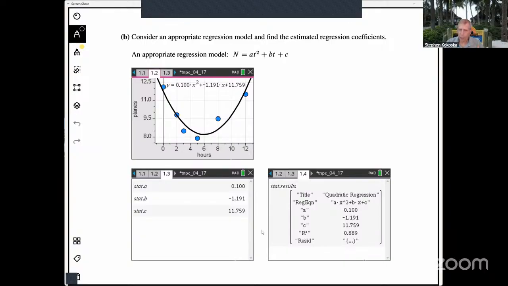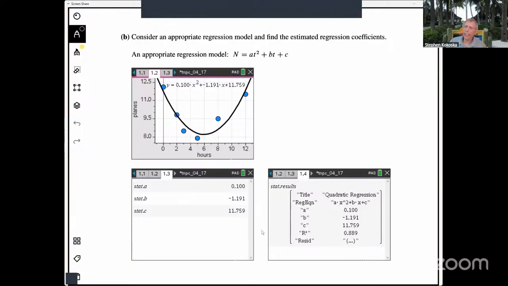A couple of little things here. I have printed all of those on a calculator screen, just so you could see them a little bit more explicitly. But I printed them with 3 digits to the right of the decimal. Remember that they are stored much more accurately by the calculator. On the right-hand side at the bottom, I printed a screen of the statistical results from this quadratic regression.